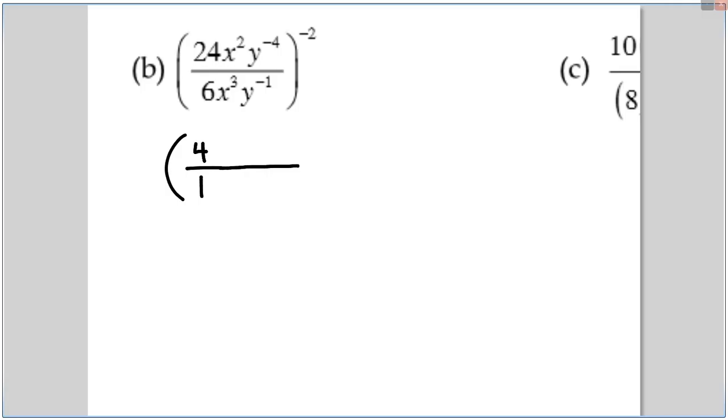Now, just do this on the side here. This is like on the side. What's the x squared divided by x cubed, 2 minus 3? Why did I subtract them like that? What's the rule? Same base, division, you minus them. What's 2 minus 3? X to the minus 1. What does x to the minus 1 mean?